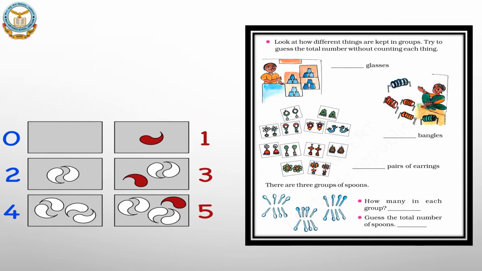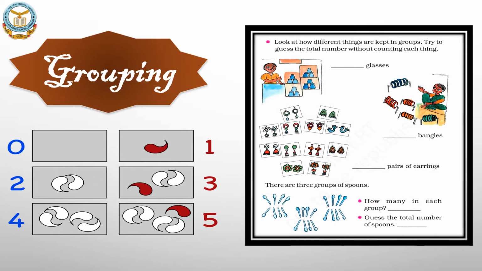To make you understand more about grouping, I have brought certain examples for you. As you can see, there are certain numbers written on the slide. When we move to the first box, number 0 is written. It means we don't have any object for grouping. When we move to the second box, 1 is written. It means we are having only one object. Then we will move to the third box.